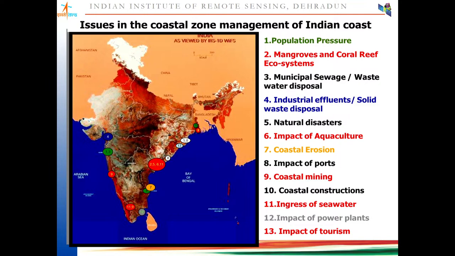coral reef ecosystem. In various places we are doing municipal sewage and wastewater disposal. All the disposal water we are dumping in the coastal area, industrial effluent, solid waste disposal. Because we think whatever waste we are generating, let us put it in the coastal area, in the ocean, and it will be taken care of by the ocean. But usually that will never happen. So it creates a lot of degradation in the coastal water.